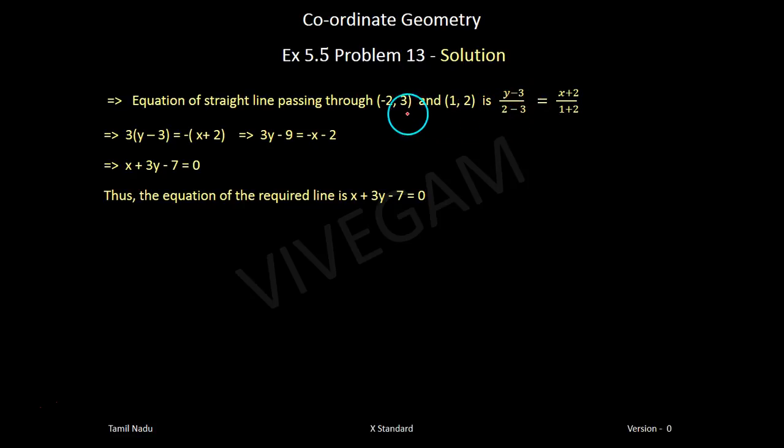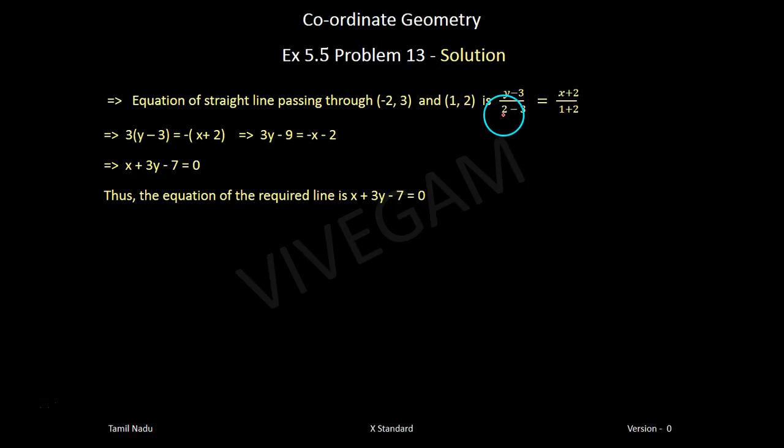So here x1, y1 is minus 2, 3, this is x2, y2, that is y minus y1, that is y minus 3, divided by y2 minus y1, that is 2 minus 3, equal to x minus x1, that is x minus x1 is 2, right? So minus of minus will become plus, divided by x2 minus x1, that is 1 minus minus of 2, that will become 1 plus 2.